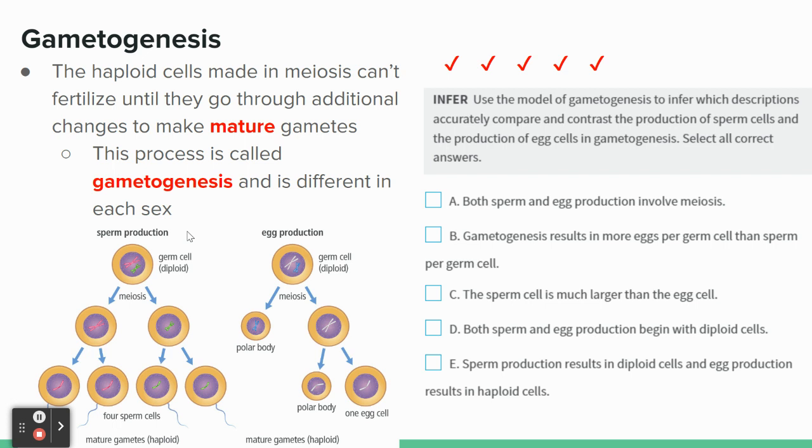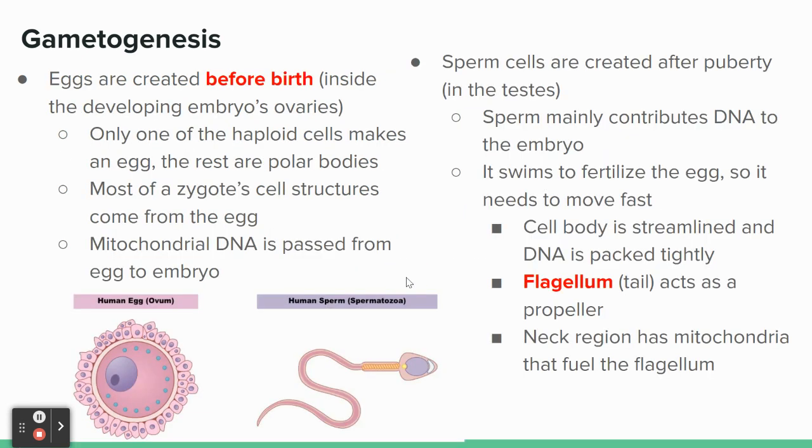So, I want you to use the model that's on the left to infer which descriptions accurately compare and contrast the production of sperm and egg cells in gametogenesis. So, which ones are true? And it's A and D. Both sperm and egg production involve meiosis, and both sperm and egg production begin with diploid cells. Okay, none of the others are correct.